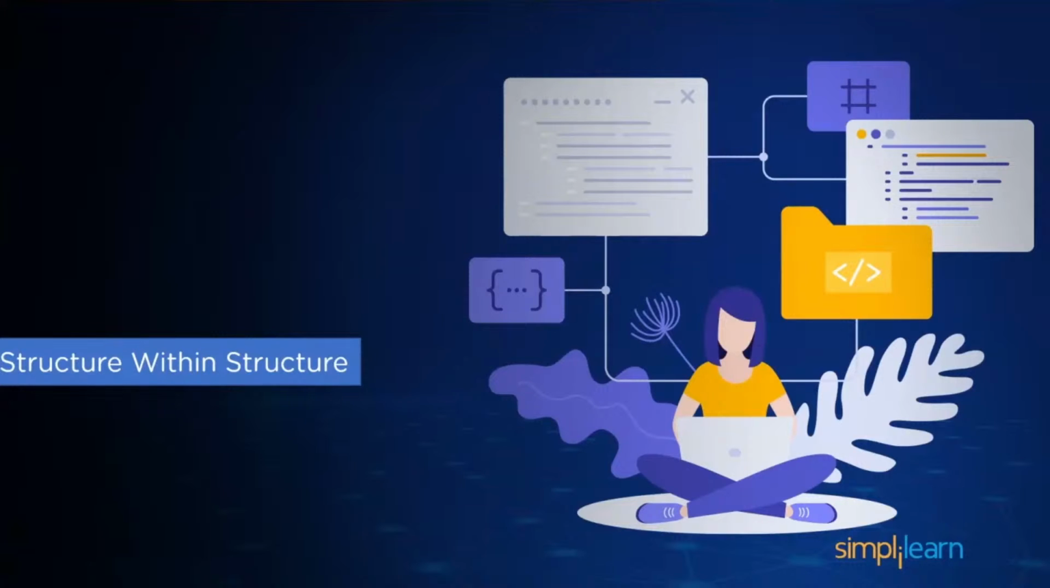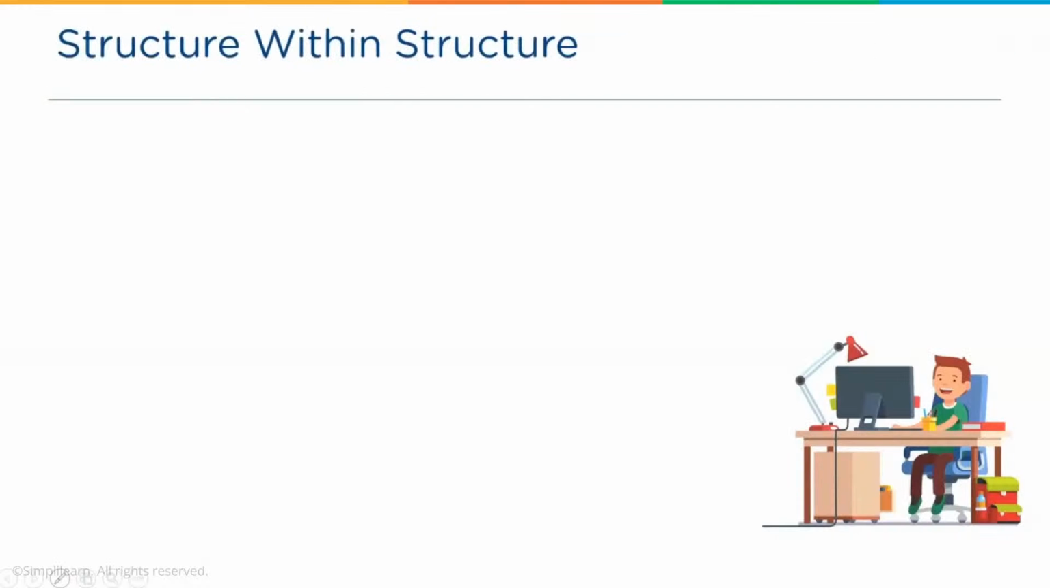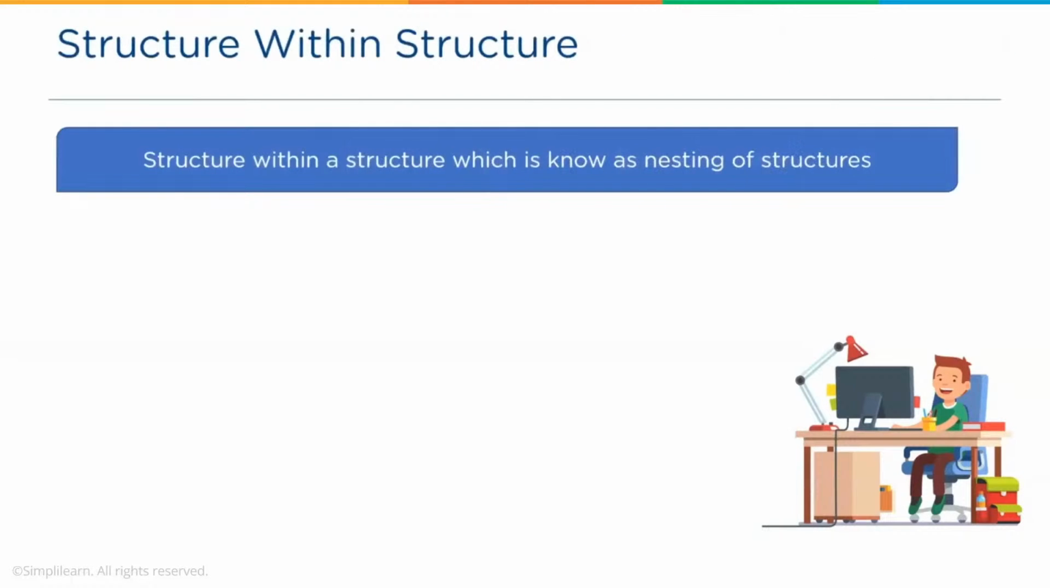Okay, so let us move on to the structure within structure in C. When a structure contains another structure as a member, it is known as a nested structure or structure within a structure.